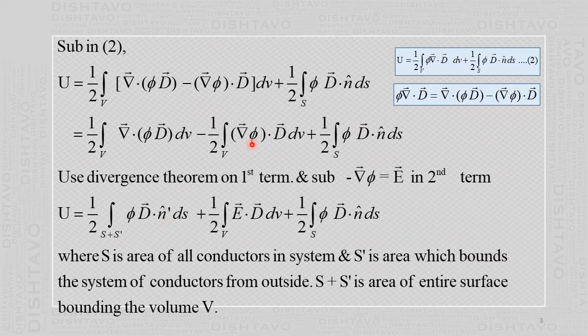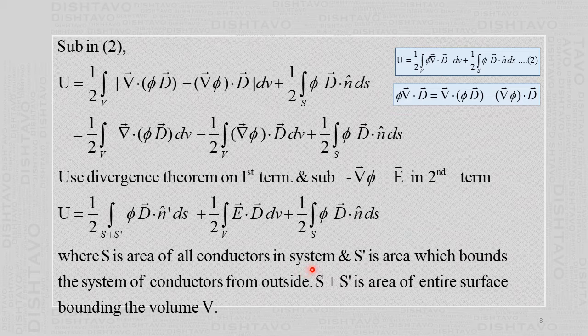Then minus grad phi is vector A, so this sign becomes plus, and this third term continues as it is. Now here S is the area of all conductors in the system. We had said that a volume charge distribution is there, so there is also the surface area. Then conductors are there, so conductors also have a surface.